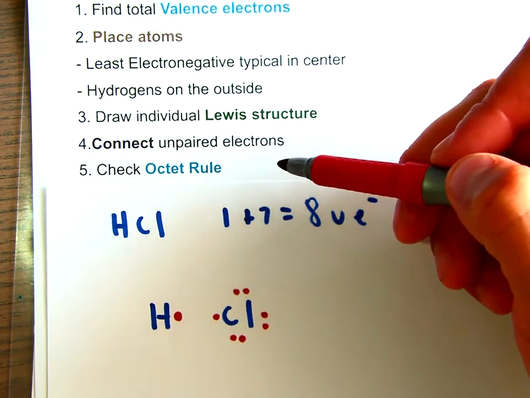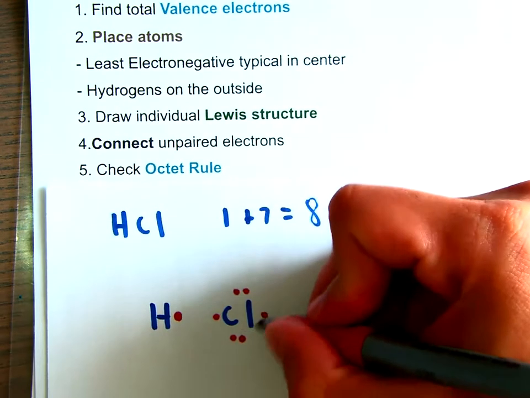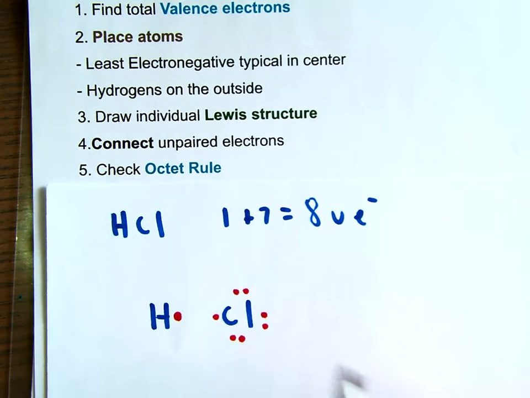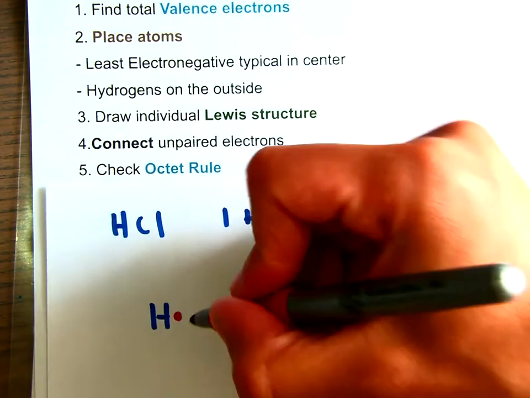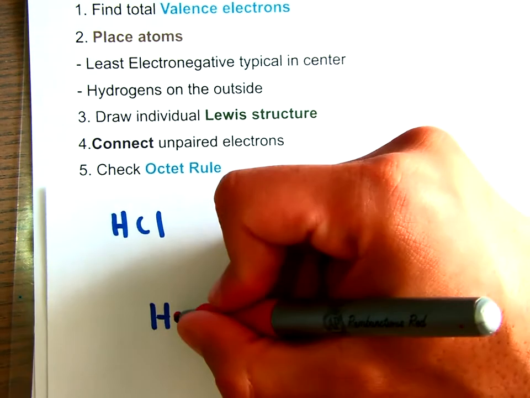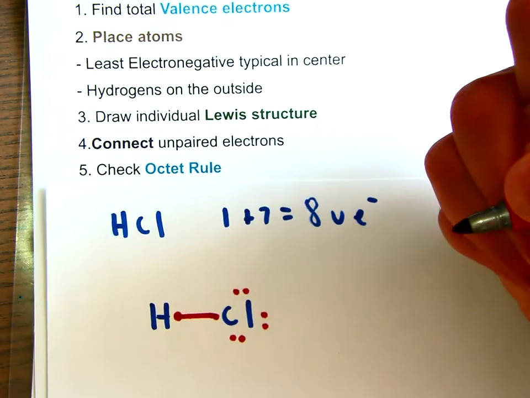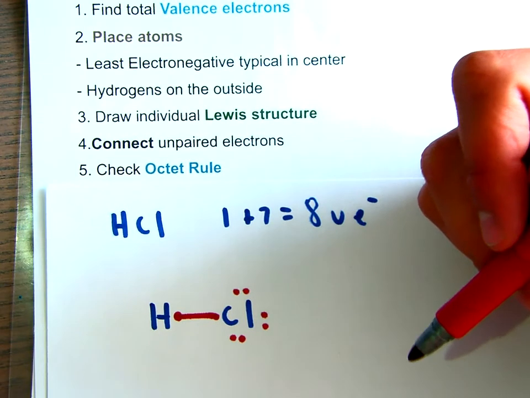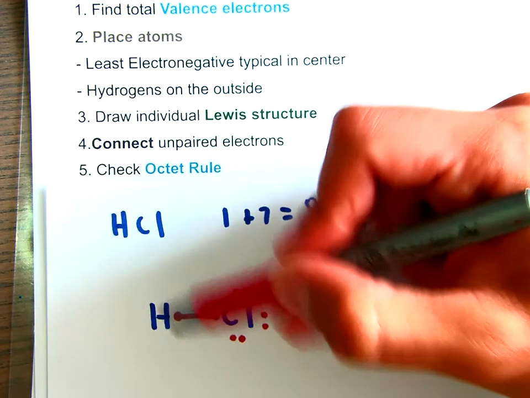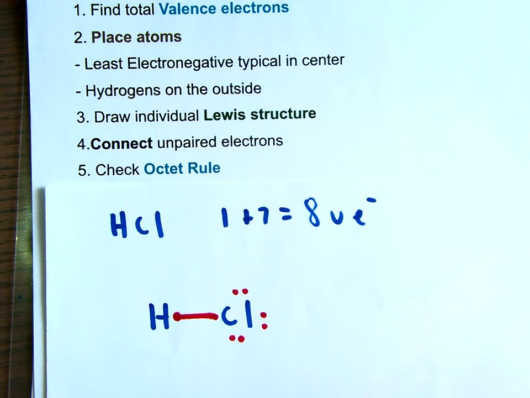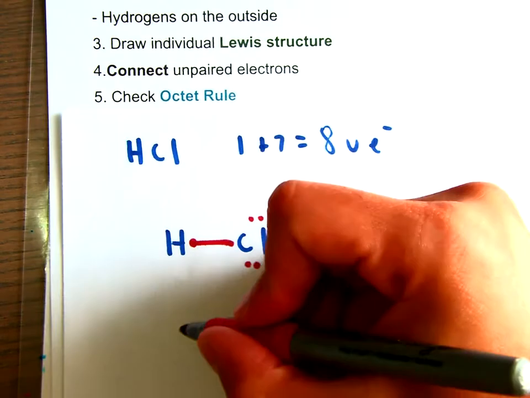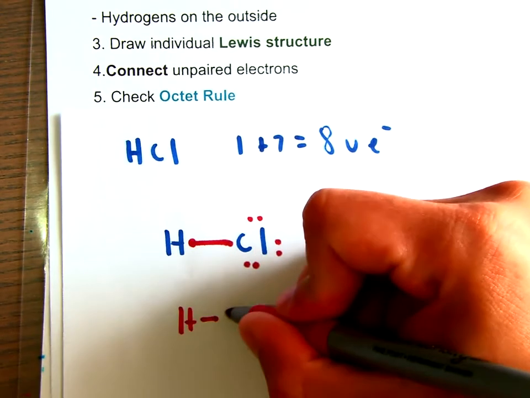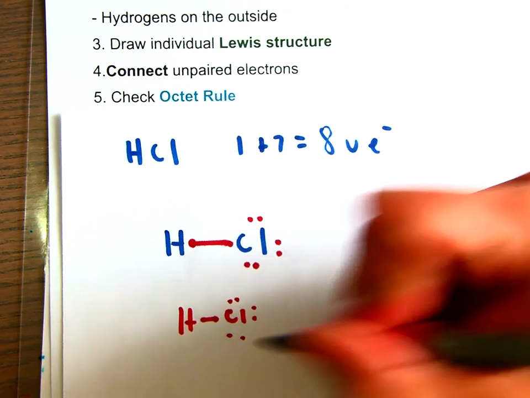We want to connect unpaired electrons, because these are in pairs, these are in pairs, these are in pairs, but this is not a pair and this is not a pair. Electrons don't want to be by themselves, they want to be in pairs. So they're going to share these 2, and we draw a line to represent the sharing of those 2 electrons. That's step 4, connect unpaired electrons. Typically we would redraw them to make them look a little bit cleaner. HCl, that'd be our final structure.